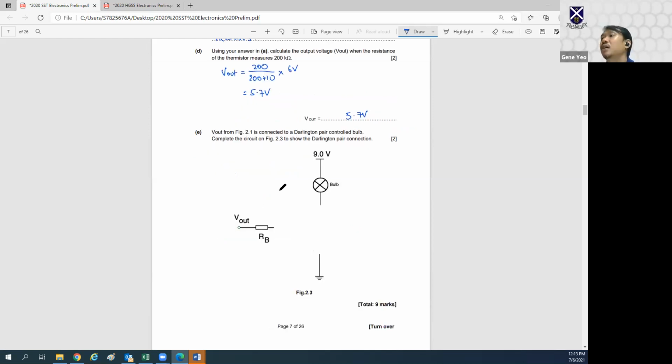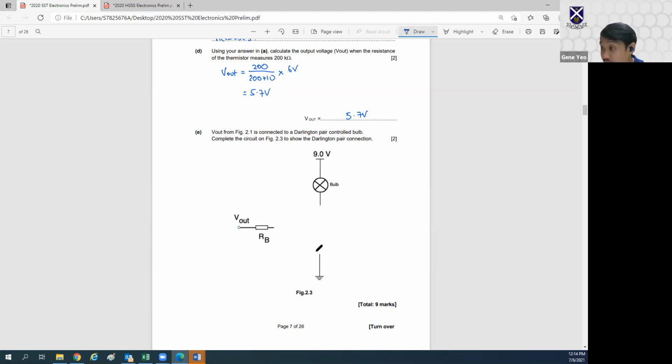Okay, next, you need to have a Darlington pair. So complete the circuit to draw the Darlington pair. This one, actually, the good thing is that there's nothing to understand. You just need to remember how to draw the Darlington pair. Even if you don't understand how a Darlington pair works, you can still get it correct simply by remembering the drawing. Of course, please use a pencil and a ruler. So the first step is, I want to draw this one first.